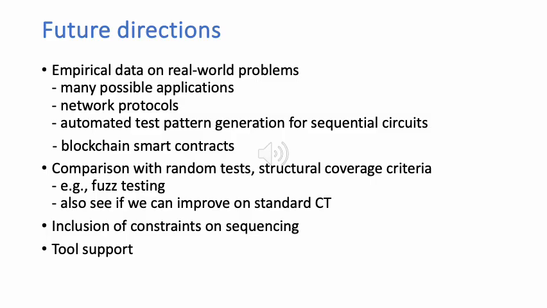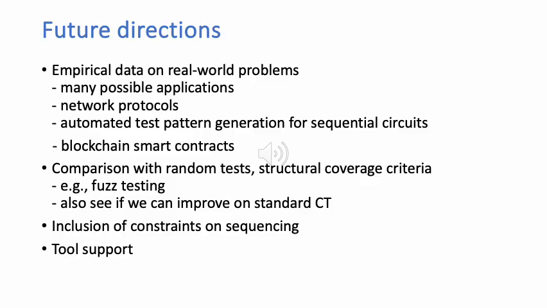And where do we want to go with this next? Well, the first order of business would be to try it out on real-world problems. There's a lot of possible uses. Network protocols mentioned earlier, which are really important, both security-wise and just from a reliability standpoint. This could be quite effective, we think, for testing network protocols. We could consider automatic test pattern generation for sequential circuits. Digital systems testing is important.